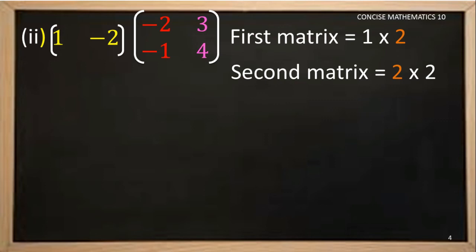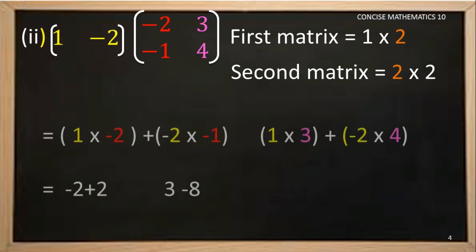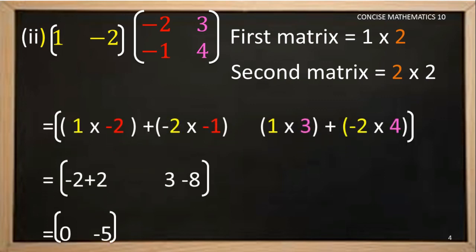As we have two columns here, how do we proceed, children? Let me repeat. First row, first column, first row, second column. So multiply the corresponding elements and find out its sum. Let us list out the elements. Observe here. 1 into minus 2 plus minus 2 into minus 1. So this is first row, first column.